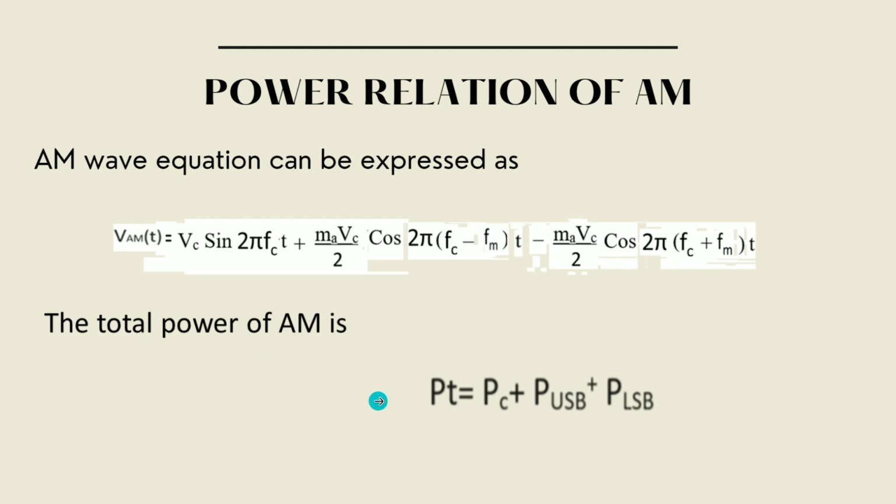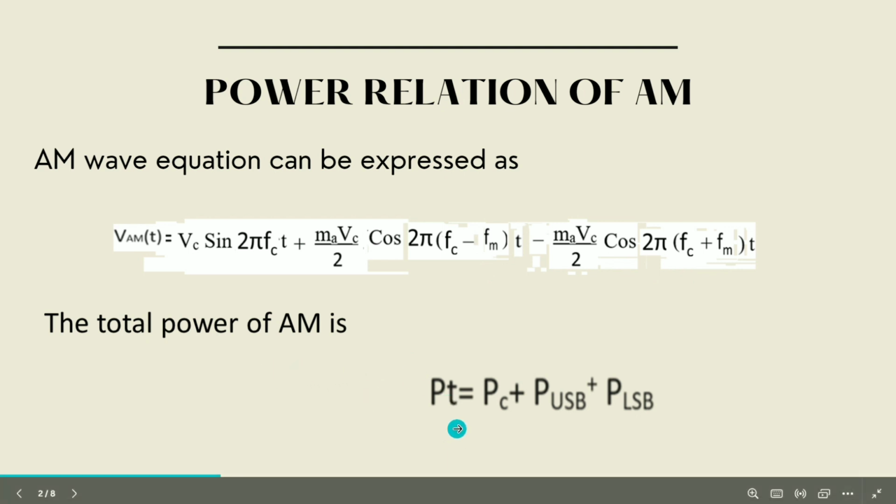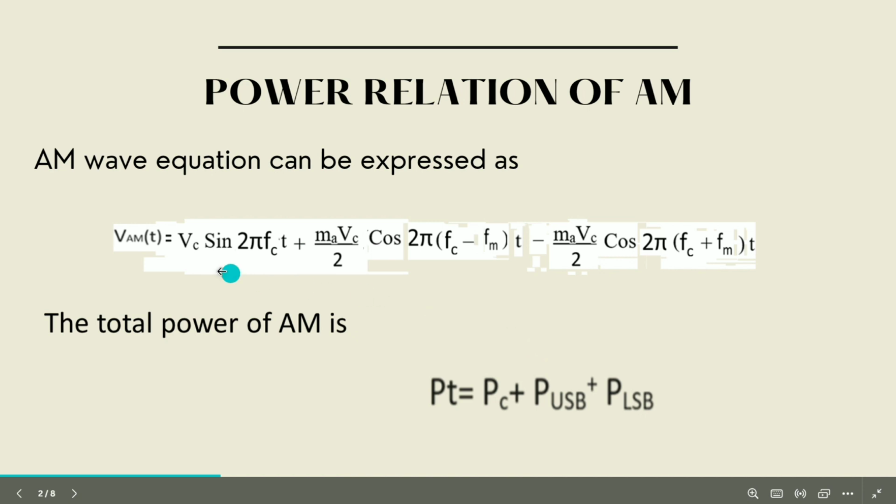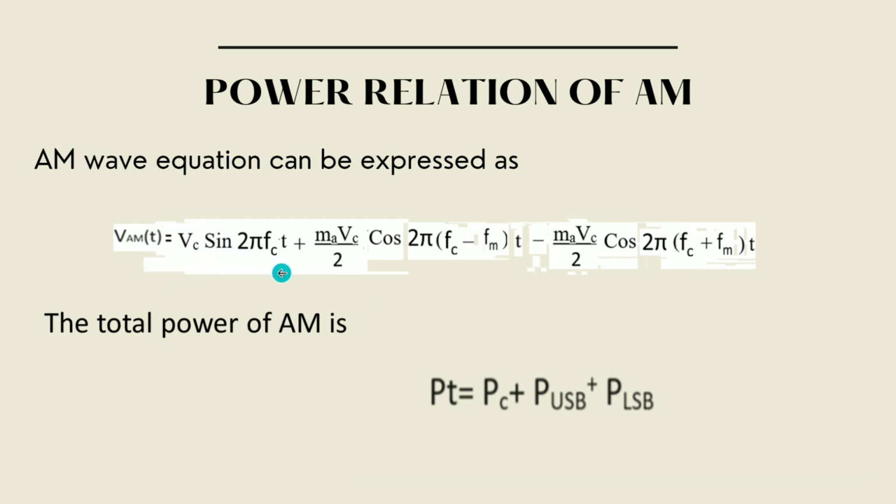With respect to that, the total power of AM can be expressed as Pt equal to the sum of three power components, which are carrier power, USB power and LSB power. To calculate the powers of the corresponding components, we need the coefficient of each component. For the carrier, it is Vc. For the LSB, it is Ma Vc by 2. For the USB, it is also Ma Vc by 2. We have to consider only the positive value as the magnitude or the coefficient of the corresponding components.